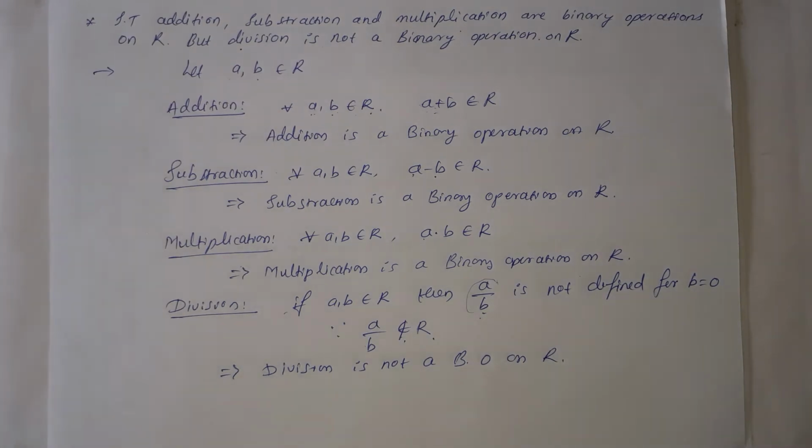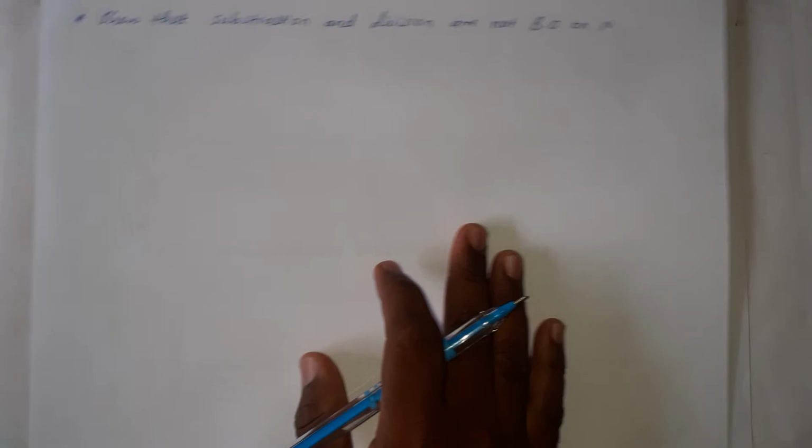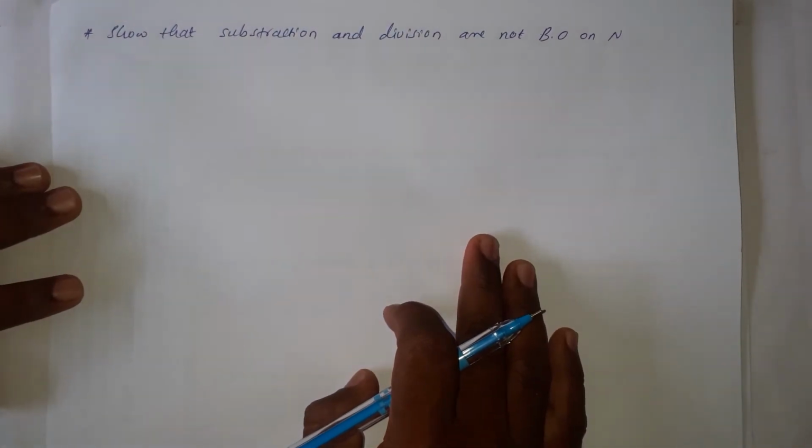So, therefore, here we have proved that addition, subtraction, multiplication are binary operations on the set of real numbers, but division is not a binary operation on the same set. Then let us discuss one more example. So, here it is the example.